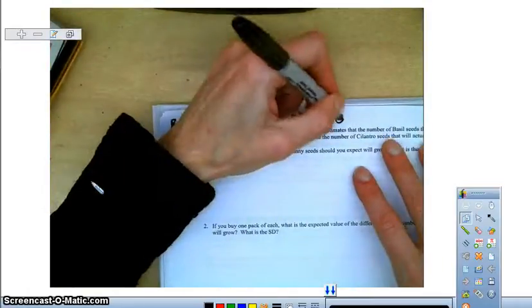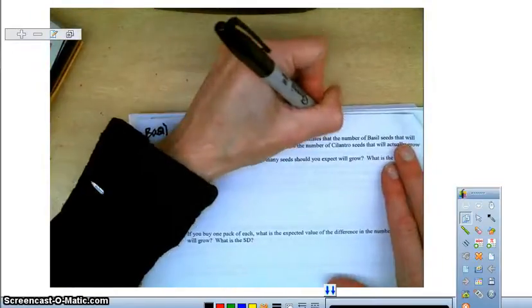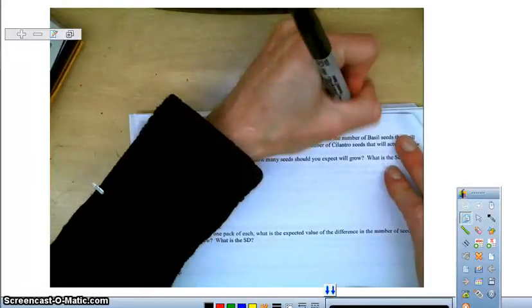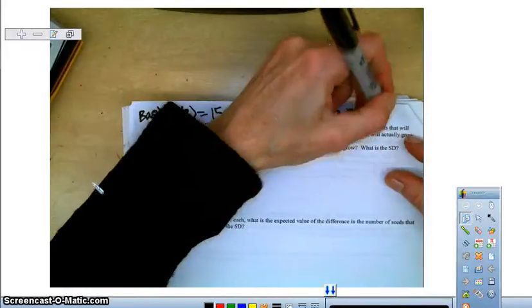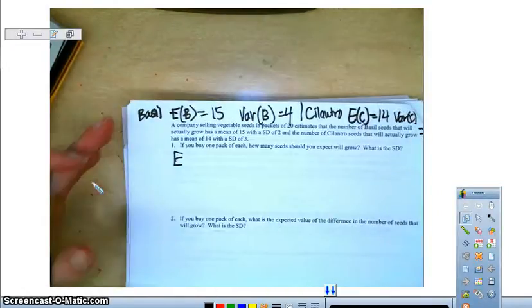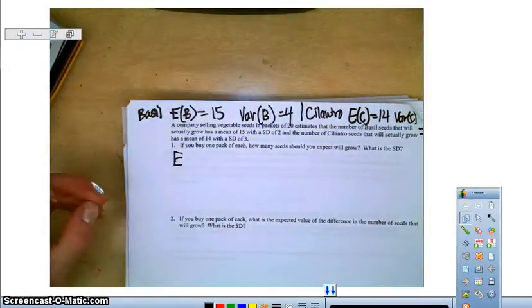Now we have cilantro seeds. What's the mean, the expected value for cilantro seeds growing? 14. And the variance of cilantro seeds? 9. Writing the variance right away will make your life easier when you do this.